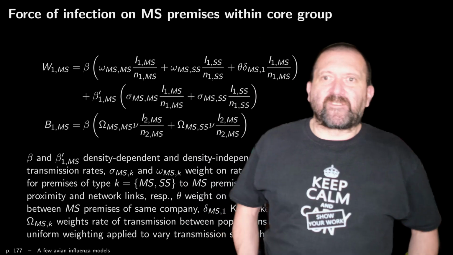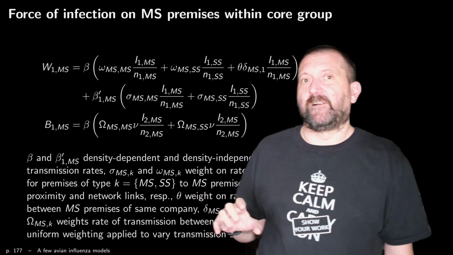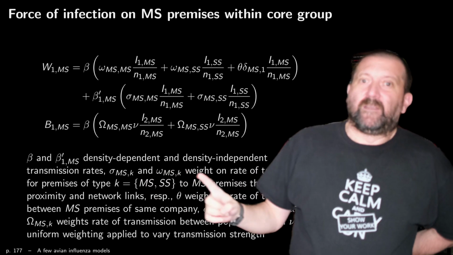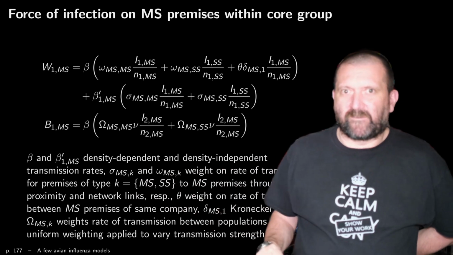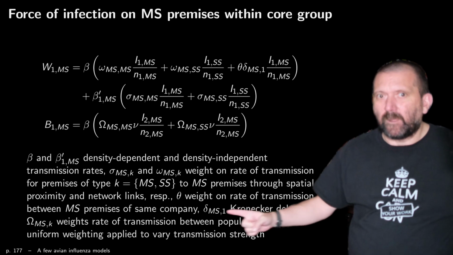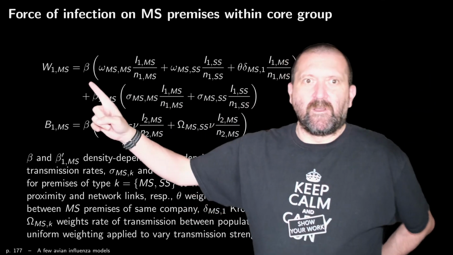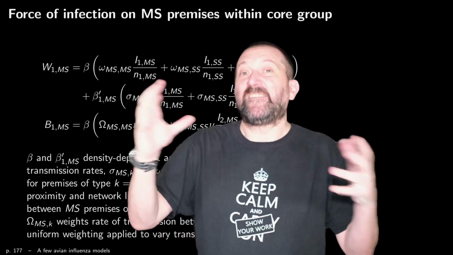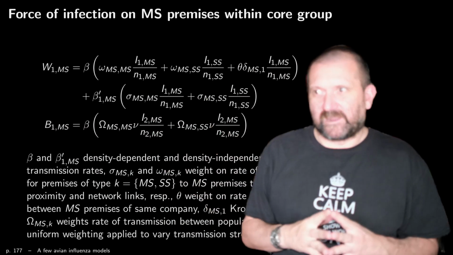For instance, if they're looking at multi-site premises within the core group, there's a lot that acts on those multi-site premises. These are the force of infections, and you can see that they involve density dependent and density independent transmission rates. There's weights on the transmission for the different types of sites. There's a weight of connections. There's whether things are connected or not at all. But there's weights, those omegas that you see here, for example, they're the weight of transmission. And so in each of the multi-site sites within the core group, the force of infection, so the incidence, looks something like so.